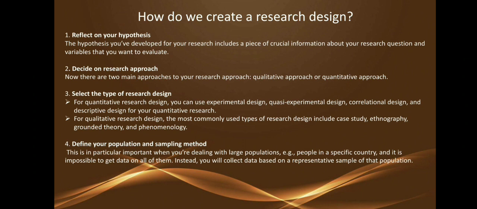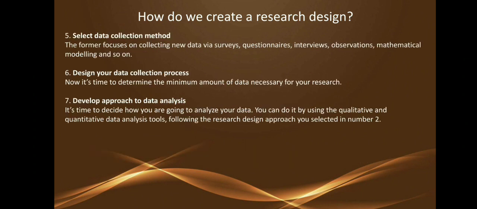The fourth one is define your population and sampling method. This is particularly important when you're dealing with large populations, such as people in a specific country, and it is impossible to get data on all of them. Instead, you will collect data based on a representative sample of that population. The fifth one is select data collection method. The former focuses on collecting new data via surveys, questionnaires, interviews, observation, mathematical modeling, and so on. The sixth one is design your data collection process. Now it's time to determine the minimum amount of data necessary for your research.